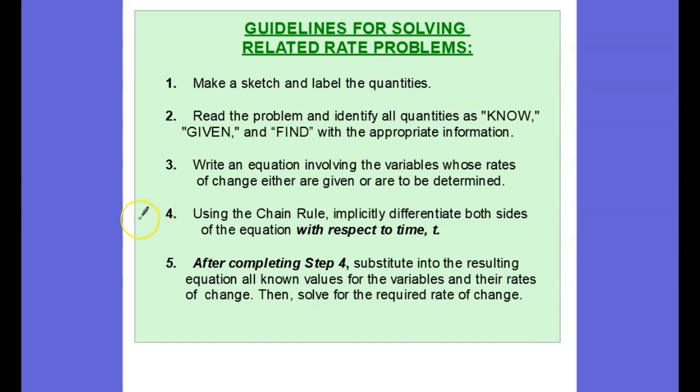This was the step that we focused on in the last lesson, Unit 4, Lesson 4.1. In step 5, we substitute into the resulting equation all known values for the variables and their rates of change, and then we solve for the required rate of change. Let's look at example 1.